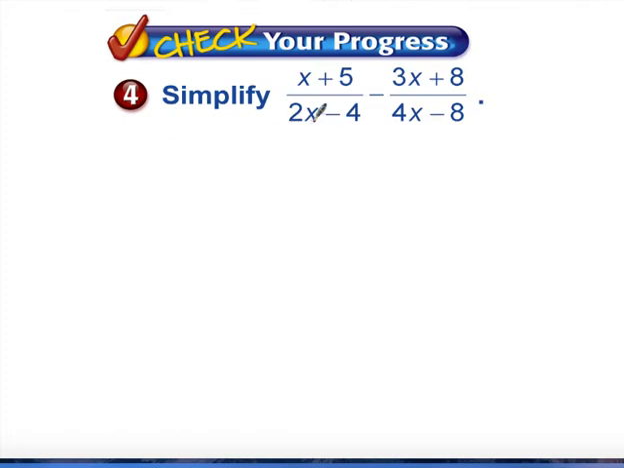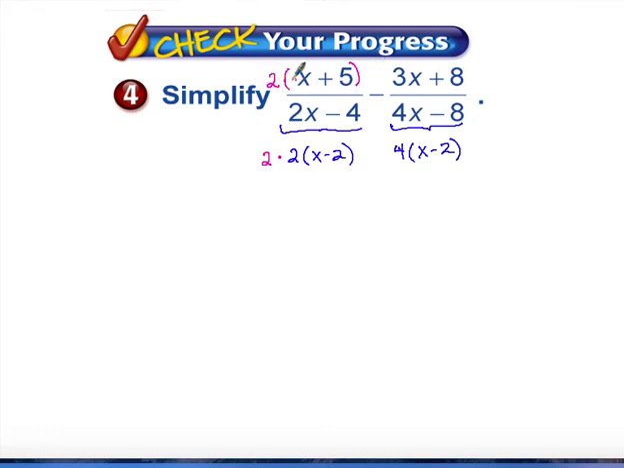So if you're back with me, I'm going to take the first one and factor out a 2. That's going to give me x minus 2. I'm going to take the second and factor out a 4, which also gives me an x minus 2. So my common denominators here, it looks like I'm going to need to multiply the top and bottom by 2 on this first rational expression.